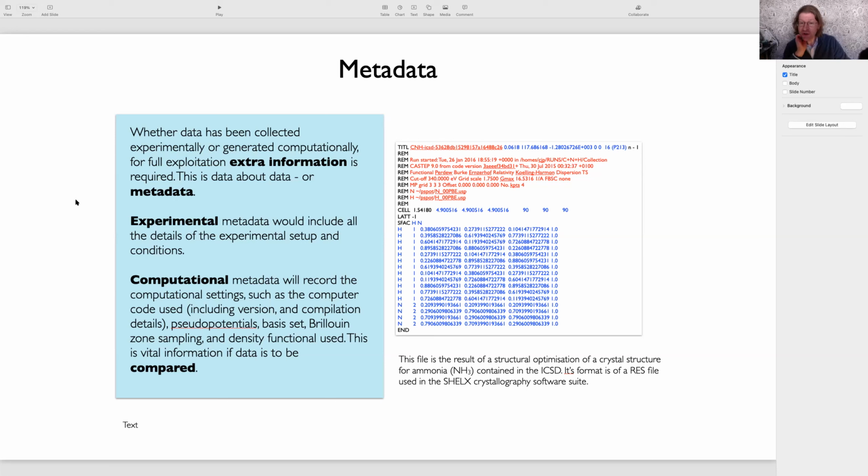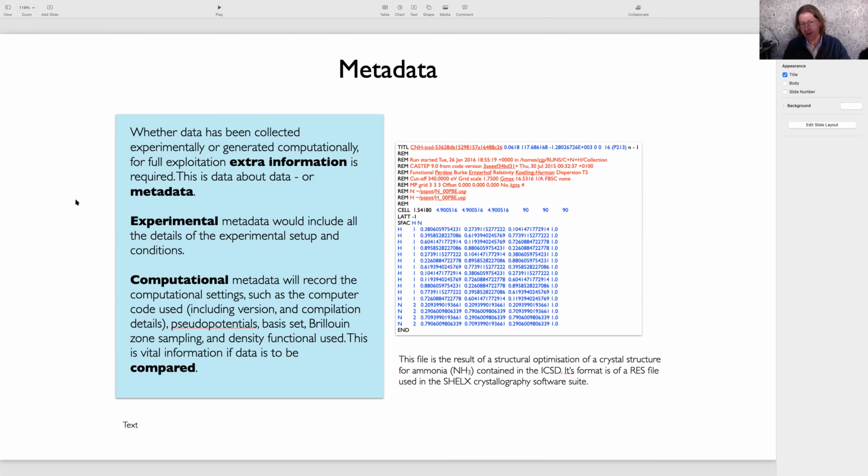And on the right-hand side, I'm just showing you an example of the file format that I adopted and developed for my structure prediction work. This is one of my formats. It's a .res file format for the AIRSS structure prediction code. It's based on a res file format from the SHELX crystallography software suite. I chose to adopt it because many crystal visualization software packages automatically read this file format, and at the same time it was sort of a minimal and easy to use file format.